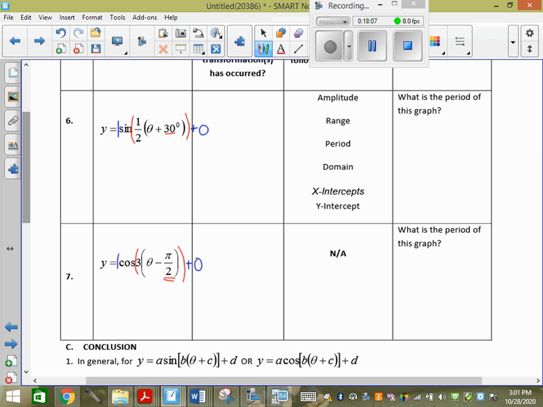So this is a horizontal stretch by a factor of what? Of 2. Always flips about the opposite axis. So if it's with the x, it's about the y-axis.